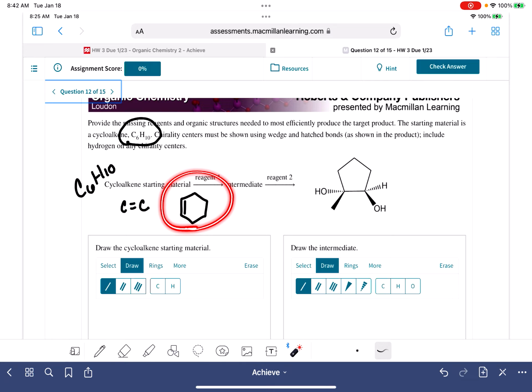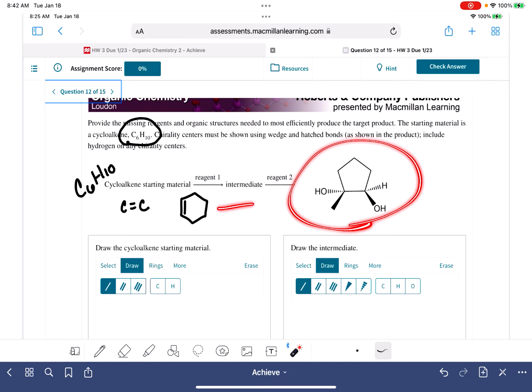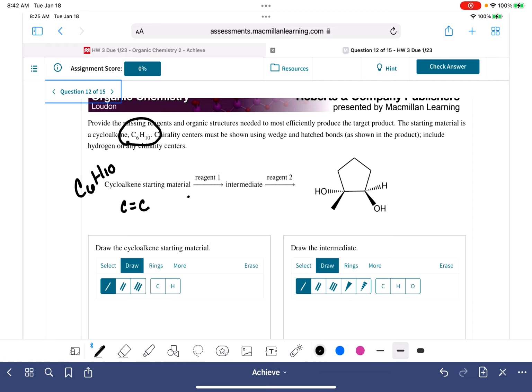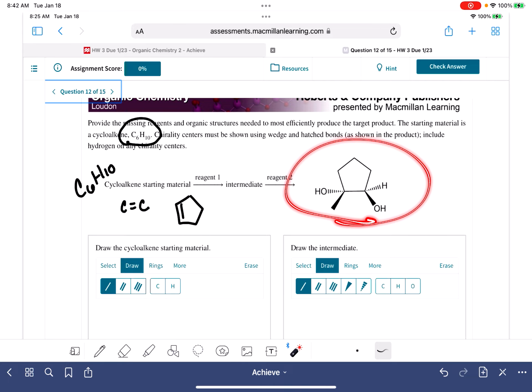Now, don't just automatically assume that it's going to be this guy right here. Because this is C6H10, if you look at the structure of the product you're trying to make, that's going to be a really difficult transformation to start with a 6-membered ring and end with a 5-membered ring. So probably what we're going to be starting with is a 5-membered ring that has a double bond in it, and then it's going to have carbon number 6 coming off of that ring somewhere as a methyl group. You need to decide where that methyl group is located, and look ahead at the product. That's going to help you make a decision about where the methyl group should go.